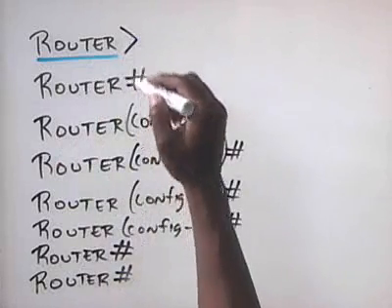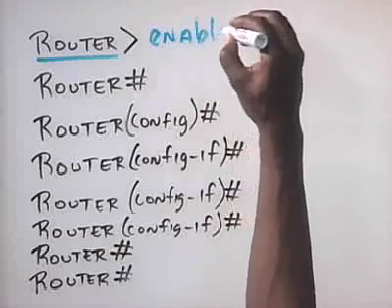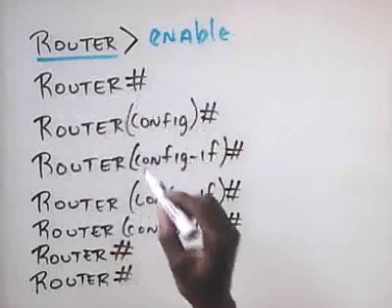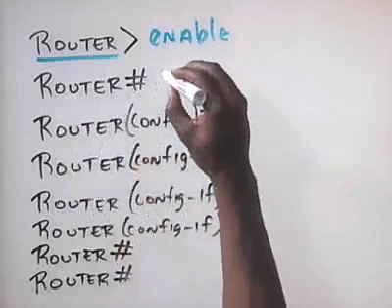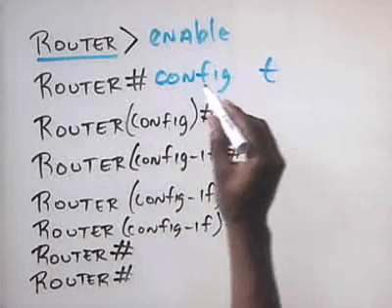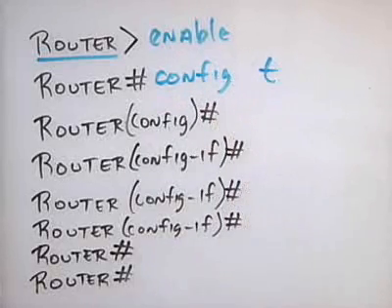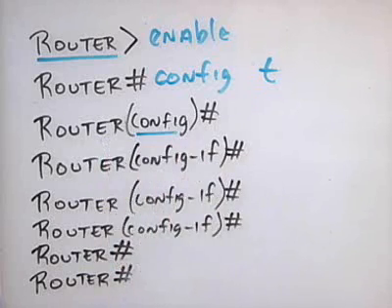In order to move from user mode to privilege mode, we type the word enable, which puts us in privilege mode. At the privilege mode prompt, in order to configure anything, we would have to type in the command config t or configure terminal. You can spell that out or abbreviate. This puts us in global configuration mode.